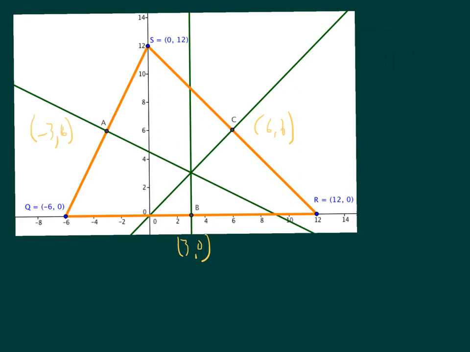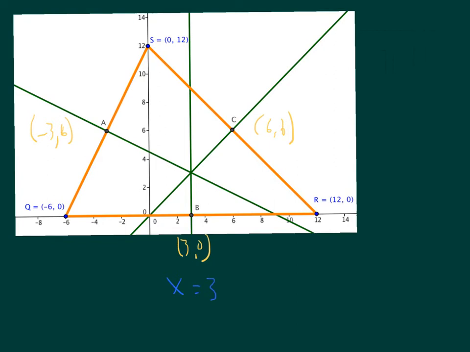And then we need to think about the slopes of each of those lines. Well, they're each perpendicular to the sides, so we need to know the slopes of the three sides of the triangle. QR is an easy one. That slope is 0, which means the slope of its perpendicular bisector is undefined. But those equations are really easy because it's just going to be x equals 3. So there's one of my three perpendicular bisectors done.